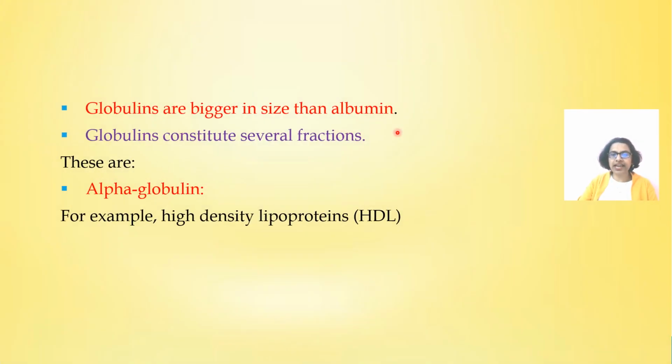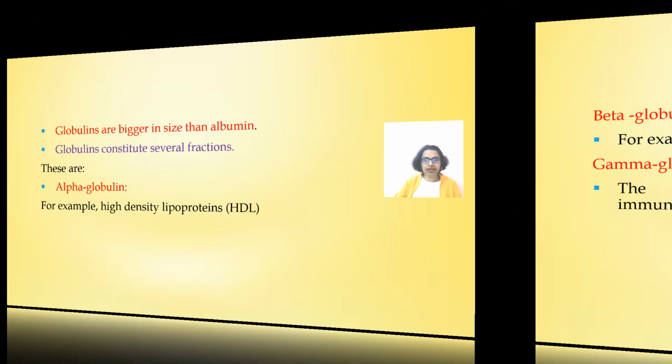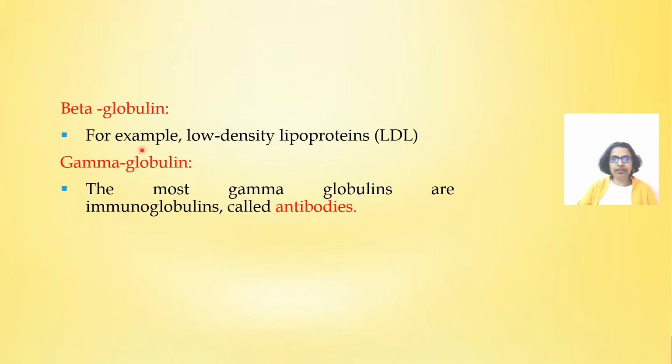Globulins are bigger in size than albumin. Globulin constitutes several fractions. These are alpha globulin, for example, high density lipoprotein. Then beta globulin, for example, low density lipoprotein. Gamma globulins, most of which are immunoglobulins, are known as antibodies.